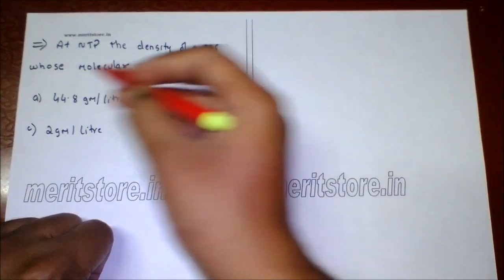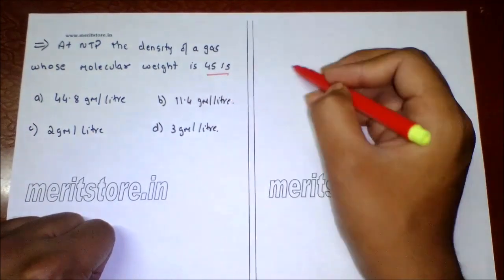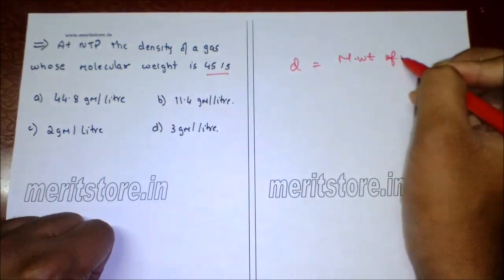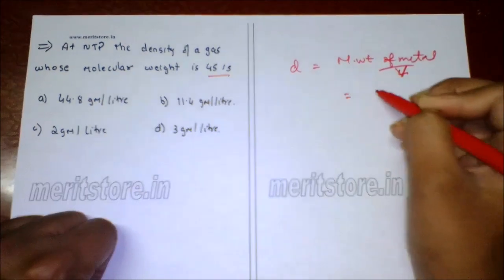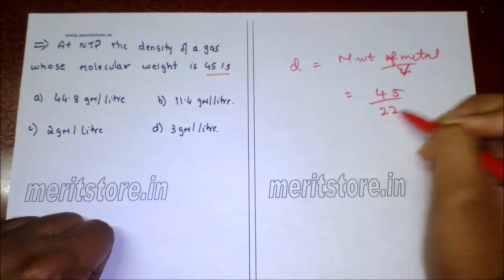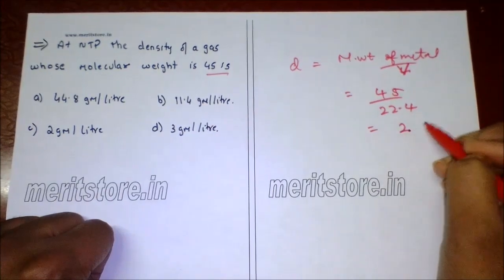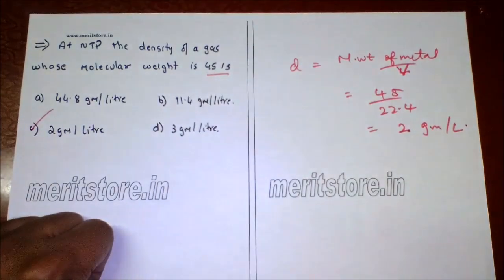At NTP, the density of a gas whose molecular weight is 45 is? Density of gas is equal to molecular weight upon volume. So 45 divided by 22.4 comes out to be 2 gram per liter. So option C is the correct answer.